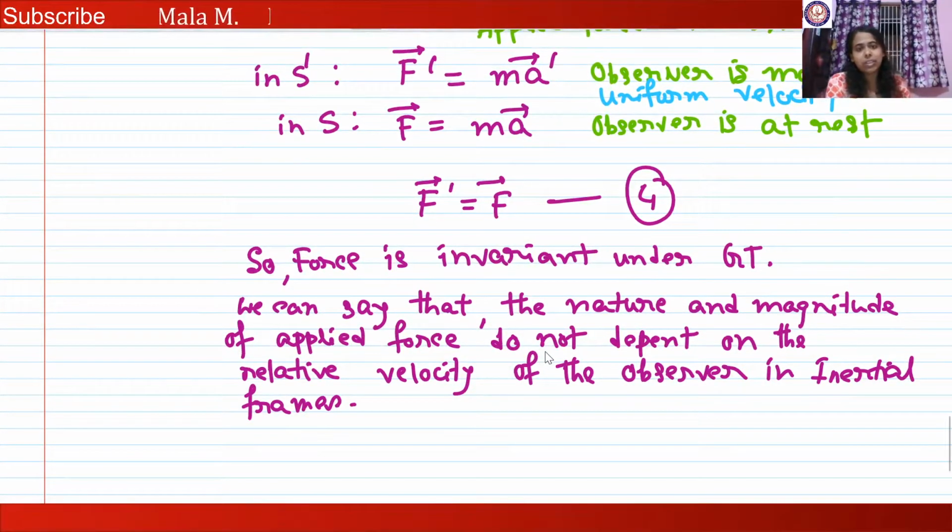So what we learned today? We learned that under Galilean transformation, acceleration of a particle is invariant, and force applied is also invariant in case we are in inertial frames. That means both the observer at rest and the observer moving are in inertial frames of reference.